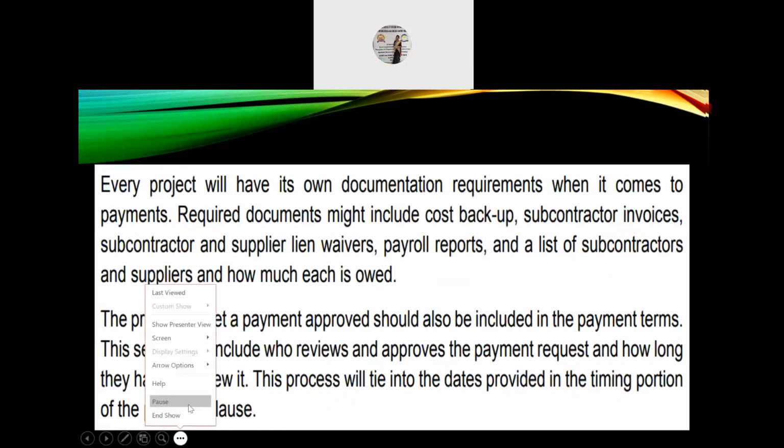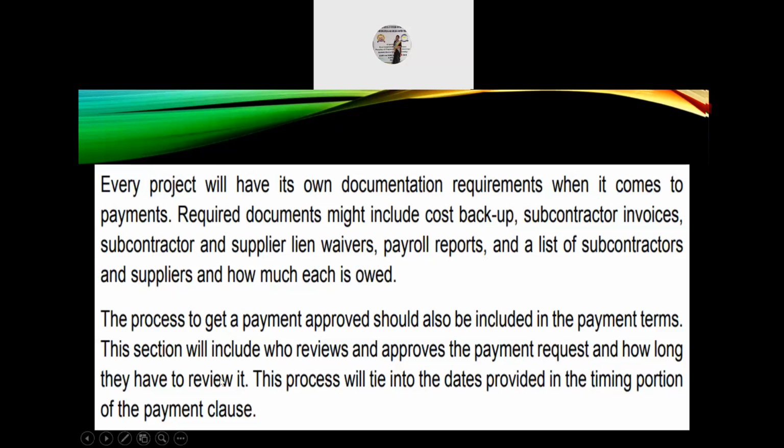In continuation with payment, every project will have its own documentation requirements when it comes to payments. So required documents might include cost backup, subcontractor invoices, subcontractor and supplier lien waivers, payroll expert reports, and a list of subcontractors and suppliers and how much each is owed.